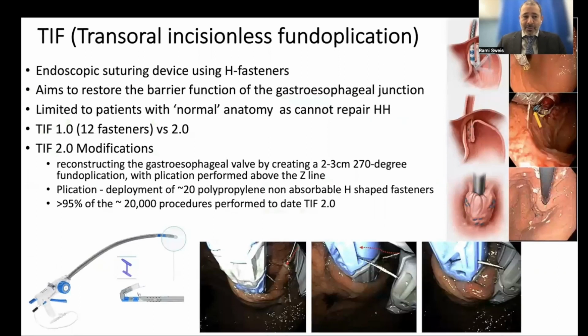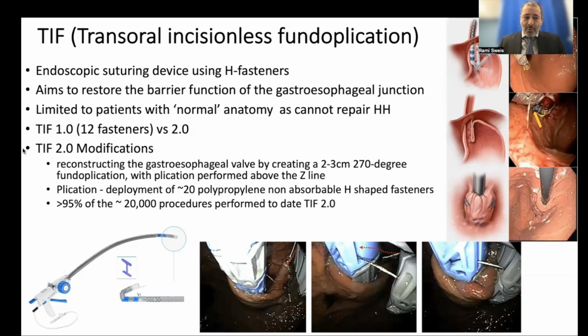Transoral incisionless fundoplication. This has been perhaps the most studied technique. It uses the EsophyX device to endoscopically suture H fasteners, which are non-absorbable plastic devices you can see here. There have been two iterations. The TIF1 used only 12 fasteners, while the TIF2 in fact reconstructs the gastroesophageal valve by creating a 270-degree fundoplication and uses approximately 20 of these H fasteners.